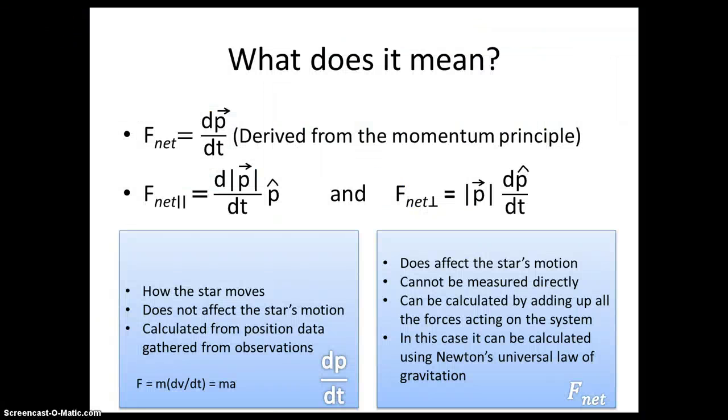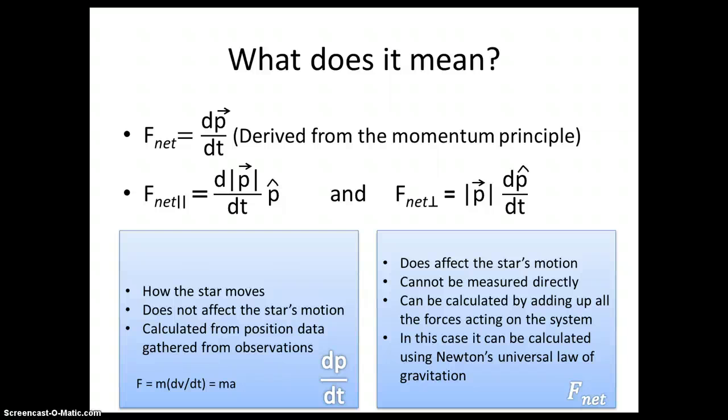What does it mean? We can derive from the momentum principle that Fnet and dp/dt are equal to each other, and so are their parallel and perpendicular components. dp/dt tells you how the star moves. It does not affect the star's motion. It can be calculated from position data gathered from observations. You can find dp/dt by using the changes in velocity and the formula given.